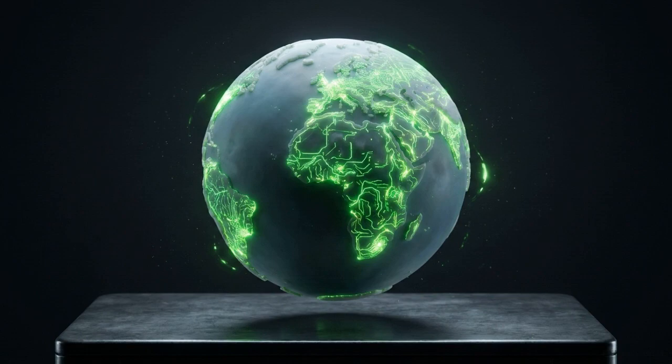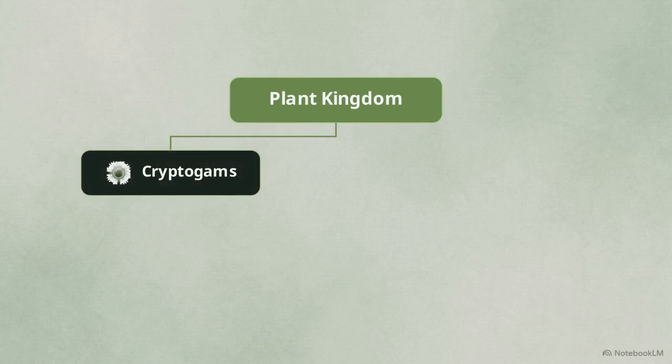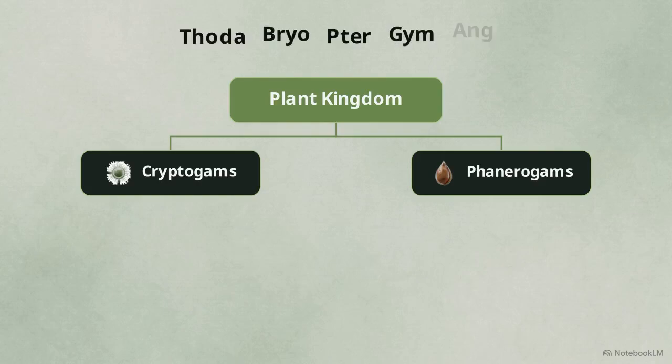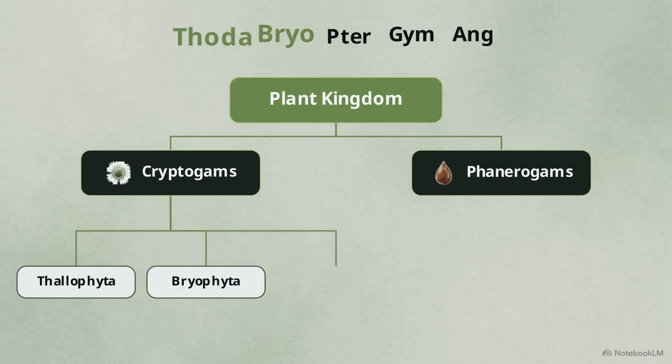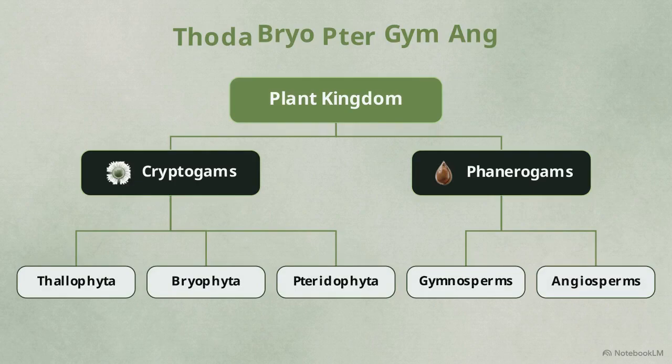Look at this branching path. The first evolutionary split happens right here. Plants that reproduce without flowers, the cryptogams, versus plants that upgraded to produce seeds, the phanerogams. We can map the exact sequence of this tech tree with a single phrase: Thota, Brio, Ter, Gym, Ang. That maps the 5 main groups in their exact order of appearance: Thallophyta, Bryophyta, Pteridophyta, Gymnosperms, and Angiosperms.